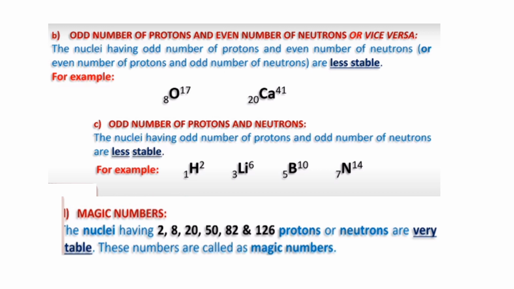Second, for nuclear stability we are going to see the magic number. The nuclei having 2, 8, 20, 50, 82 and 126 protons or neutrons are very stable. These numbers are called magic numbers.